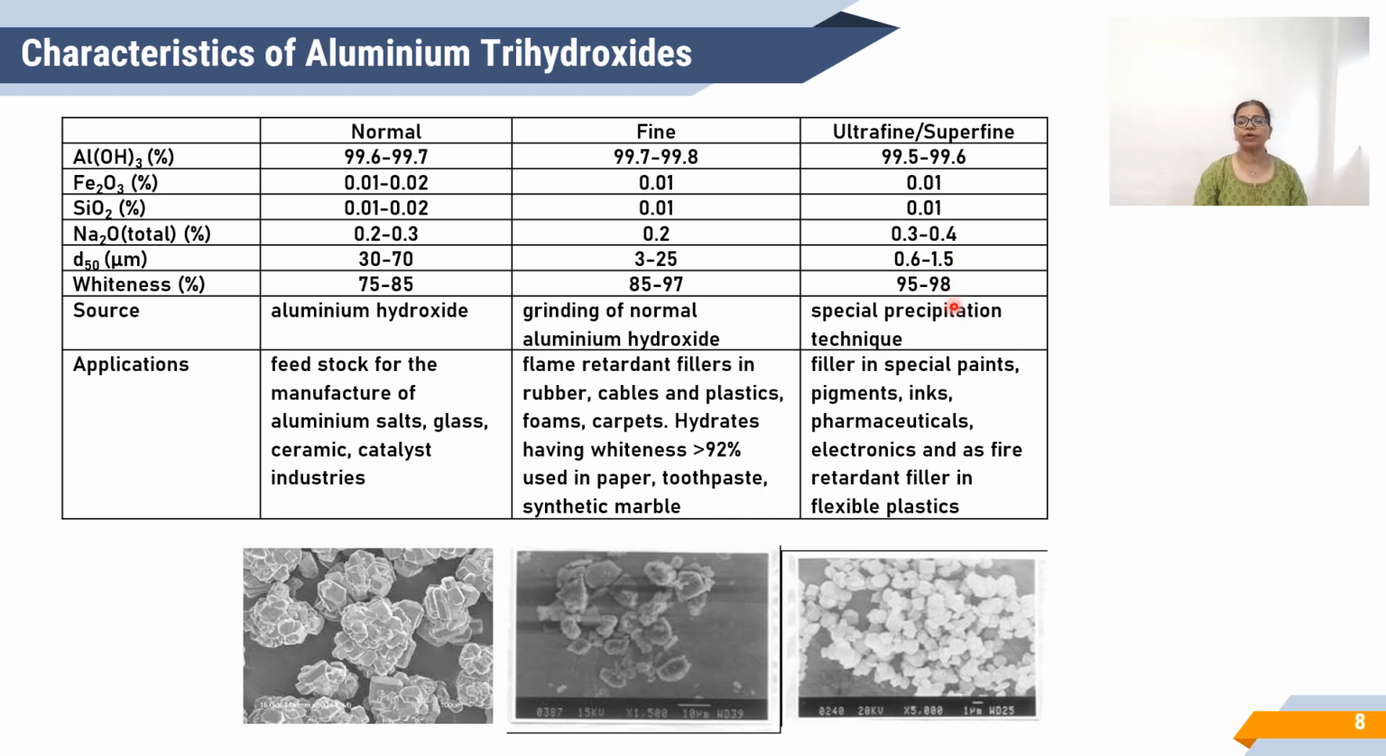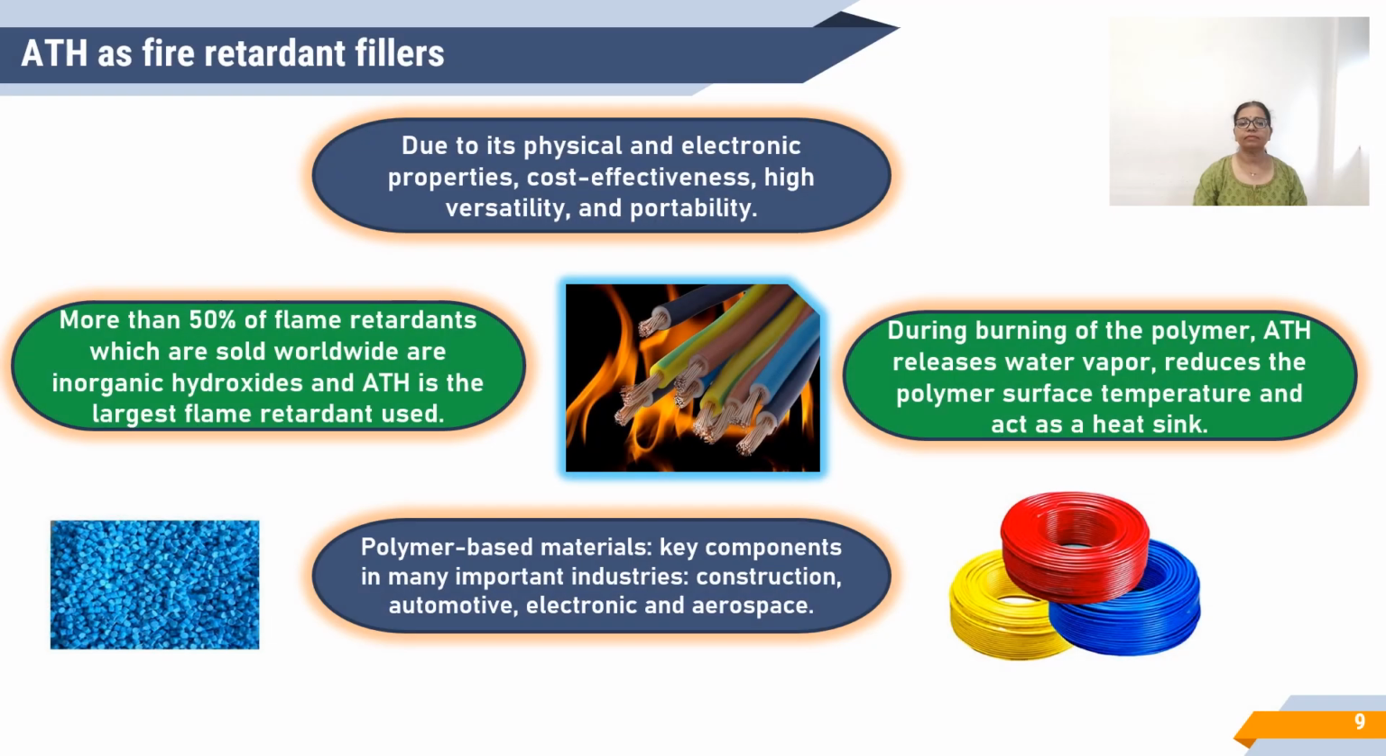Then if it is about the 0.6 to 1.5 micron size, that is ultrafine and superfine hydrates, it is used in special paints, pigments, inks, pharmaceuticals, electronics and as fire retardant fillers in flexible plastics. Now here you can see that the particle shape is very regular as compared to the fine grade. That is because it is produced from the special precipitation technique. Here we get a very regular particle size.